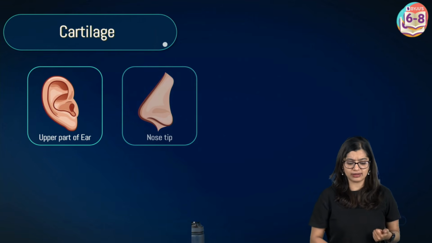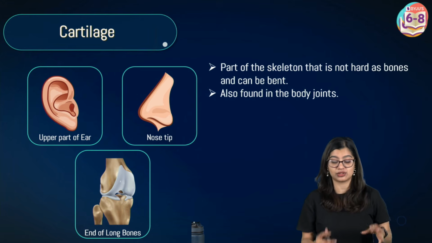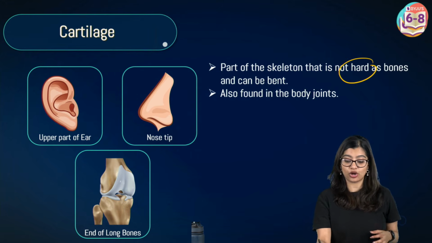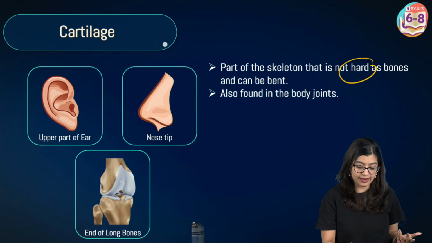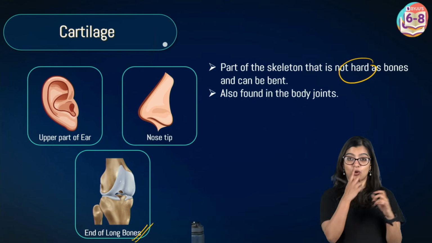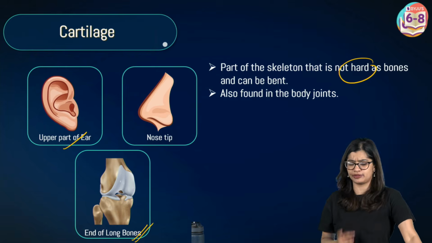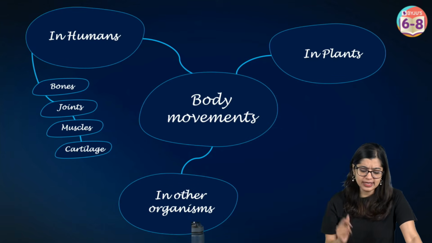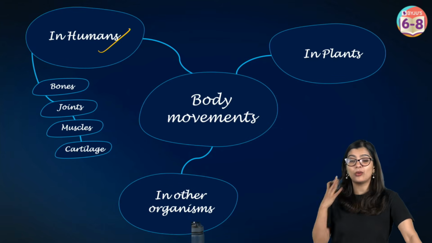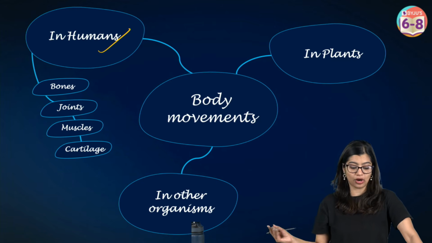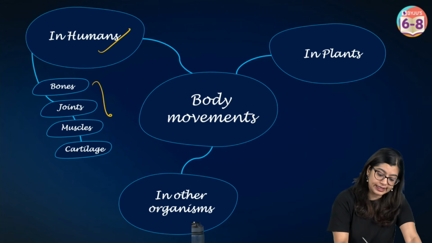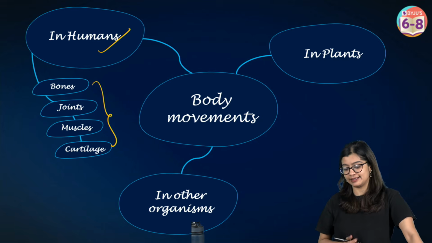Now, of course, we've already covered the topic of cartilage, which is found in the soft parts, not as hard as bones. They're found at the end of long bones, and they're also found at the tip of the nose and in the upper part of the ear. So with this, we have covered all about how we have movement and locomotion in our body and how all these structures help and facilitate that.